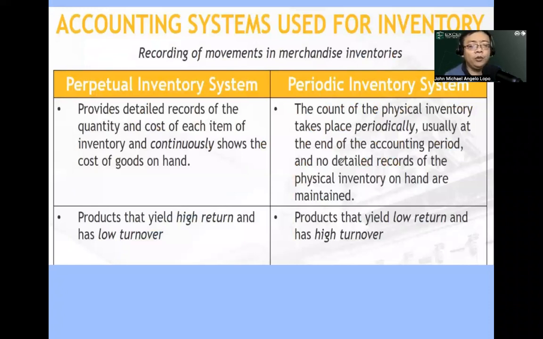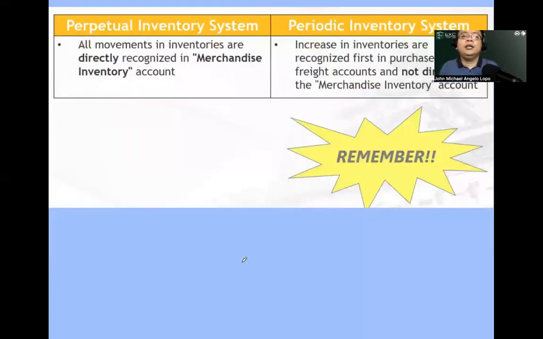Pag sinabing perpetual inventory system, again, you provide detailed record. And also the product that yield high return and low turnover. In the periodic inventory system naman, you are not required to conduct that one, pero required ka mag-physical count. Okay? So what else? Products that yield low return and has a high turnover. So, perpetual inventory system and the periodic inventory system.